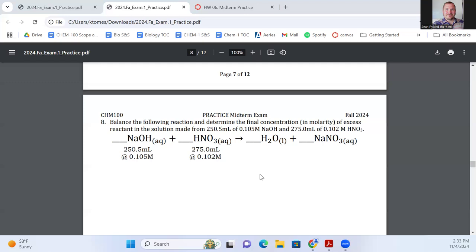We still want to get it to moles per liter. Everything's the same. We're going to have to go from grams to moles using molecular weight. But what does that do to our final volume at the end? It's not 525 liters anymore.